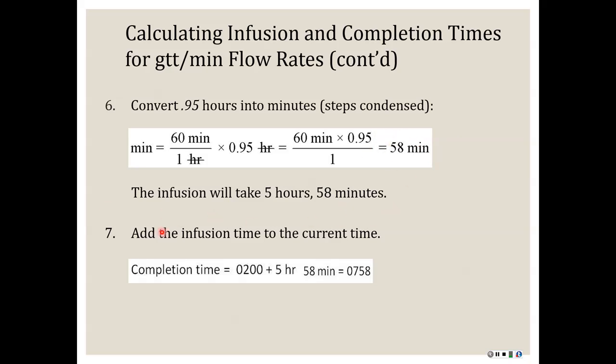That's our infusion time. Current time is 0200. So to get our completion time, we need to take our current time plus our infusion time. So we would essentially just add 5 hours to 2. We get 7 hours, and since it's right on the hour, it makes it really easy, and we just add our 58 minutes. So 0758 would be our completion time. Again, you're always going to answer the question with military time without any labels or semicolon present, or colon, I should say.